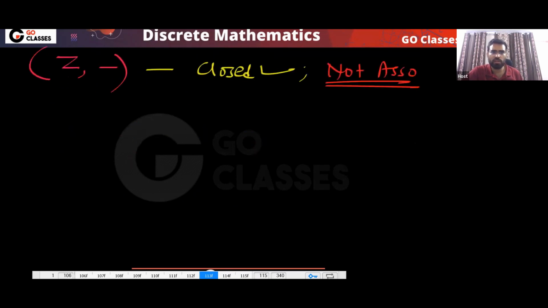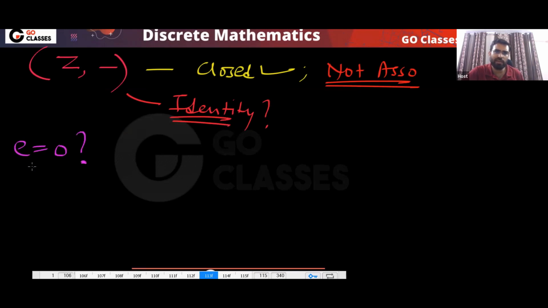And what about this one? Is there any identity element? Any identity element do we have? Can I say 0 is the identity element? Let's check 0. Can I say this is the identity element? This is not the identity element.